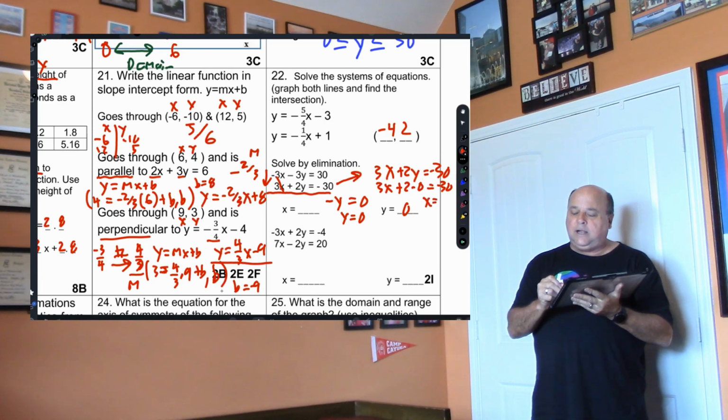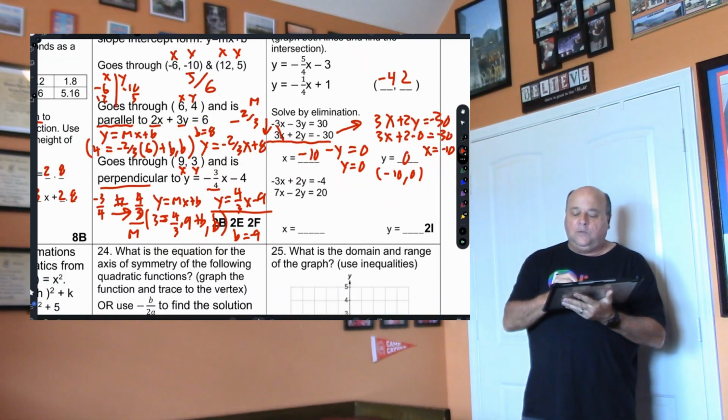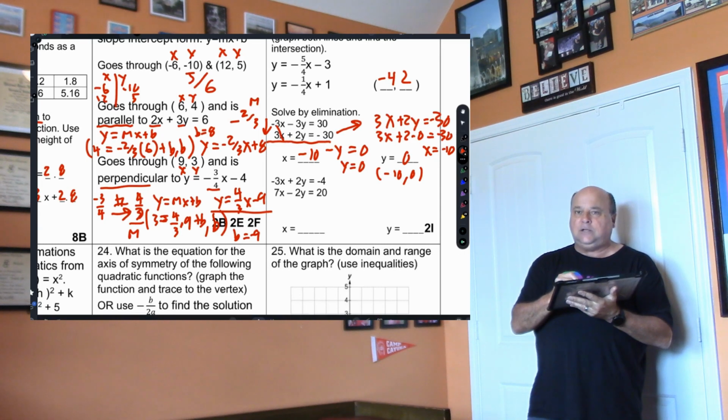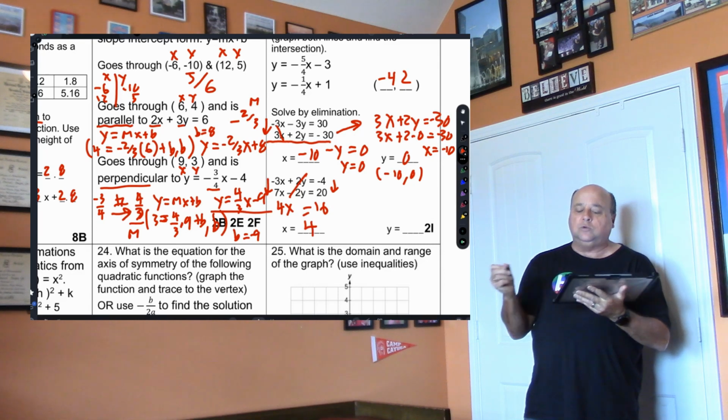If I divide by 3, I get negative 10. So negative 10 and 0 is the ordered pair where those intersect. Let's do the next one. On the next one, the x's are opposites, the y's are not. So we're going to go straight down and add. Negative 3 plus 7 is 4x. The y's cancel out, and I get 16. If I divide both sides by 4, I'll get x equals 4.